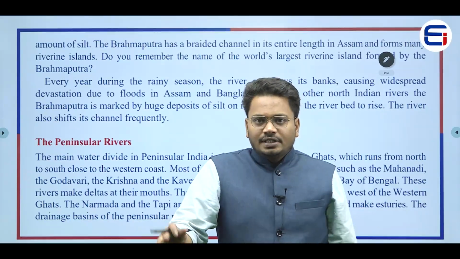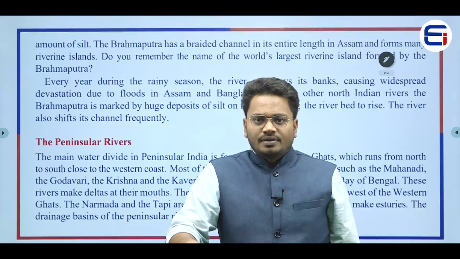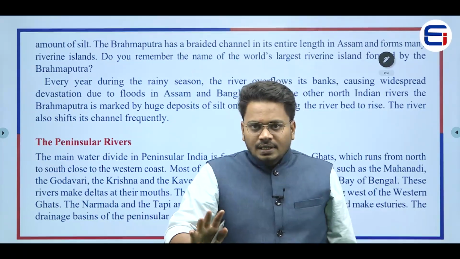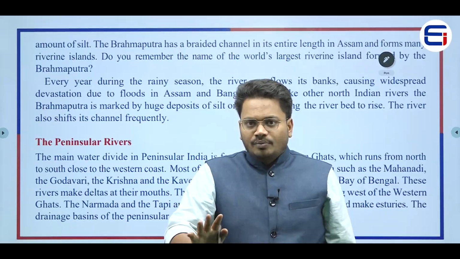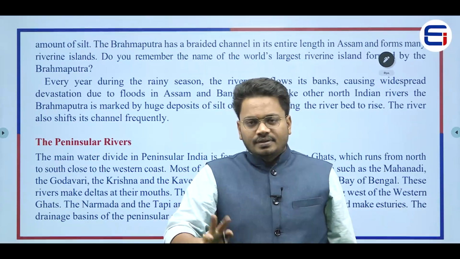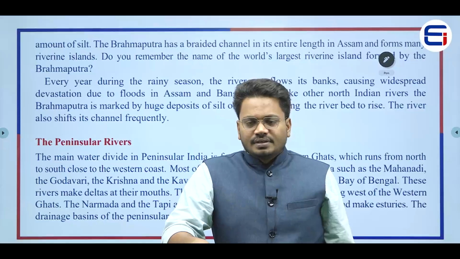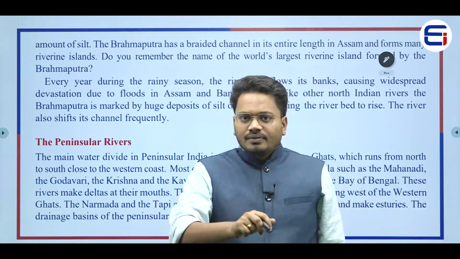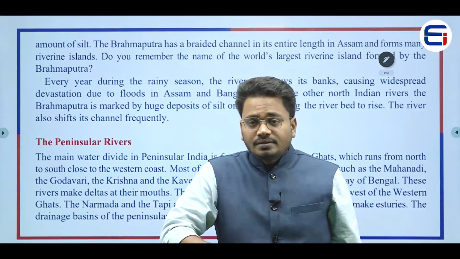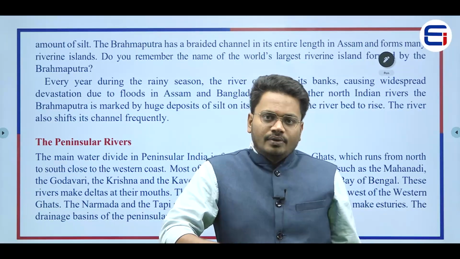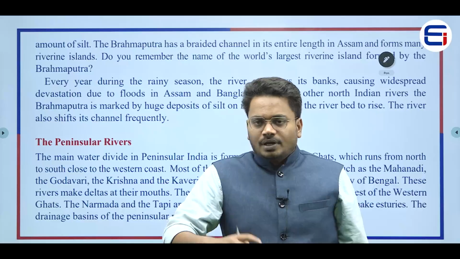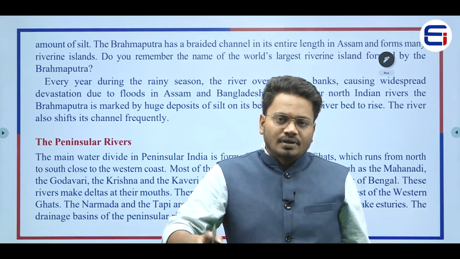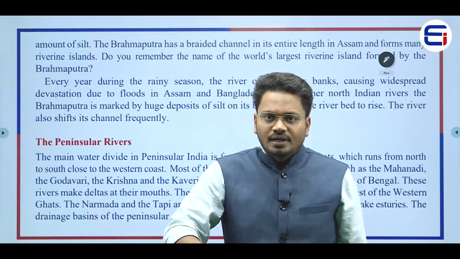So what is the main difference between the Himalayan river system and the Peninsular river system? Obviously, the point of origin and the feature of the landform present in the two different places is the main difference, right. These Himalayan rivers originate from the Himalayan mountains, and because of the availability of glaciers, they are perennial rivers. That means the rivers flow continuously throughout the year.